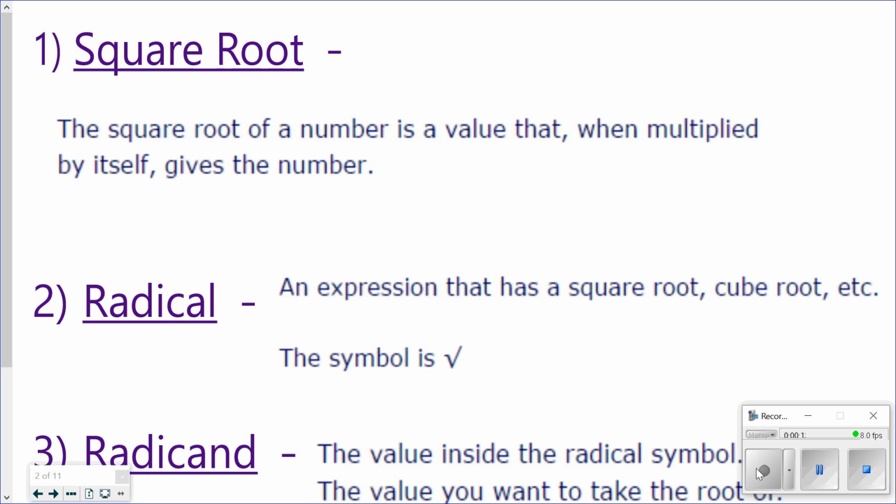So the first term is square root. What is it? The square root of a number is the value that, when multiplied by itself, gives the number. So for example, if we have the square root of 4, I'm wondering what two numbers multiplied together would give me 4, and that would be 2 times 2. So the square root of 4 is 2.